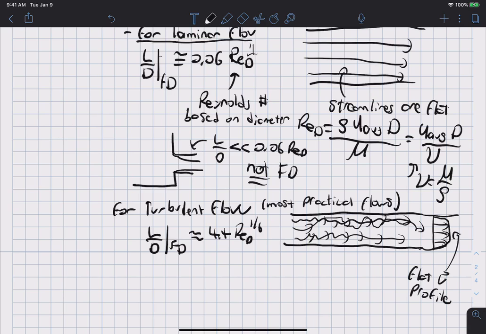Okay, and we will use that empirical result to our advantage down the road. Okay.